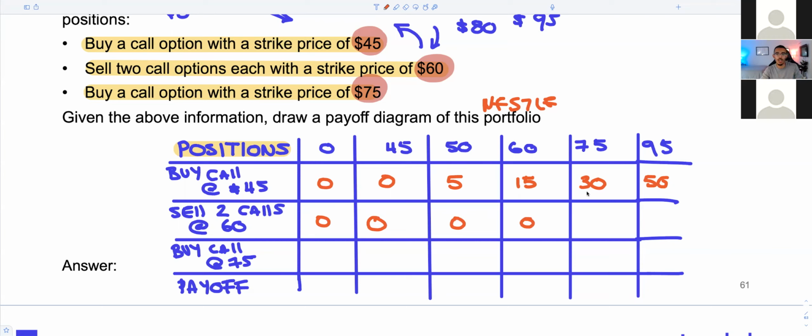And at $60, it still won't do us any good. Now let's look at $75, right? If the stock price for Nestle is $75 and our call option is $60, that means that we have the right to buy it at $60. Okay, that means that our payoff for 1 individual call like this would have been how much? Just for 1 individual, it would have been 15. What about for 2? How much? 30.